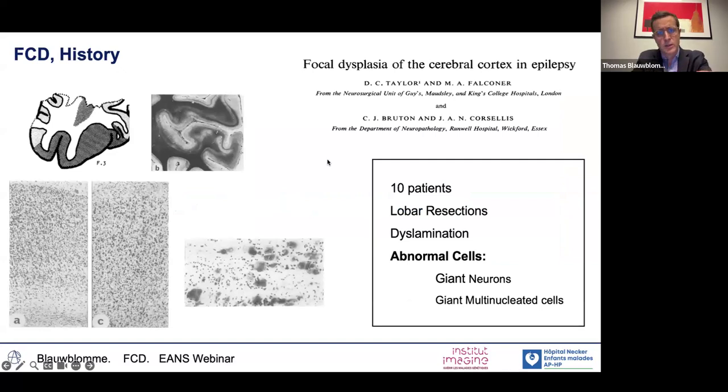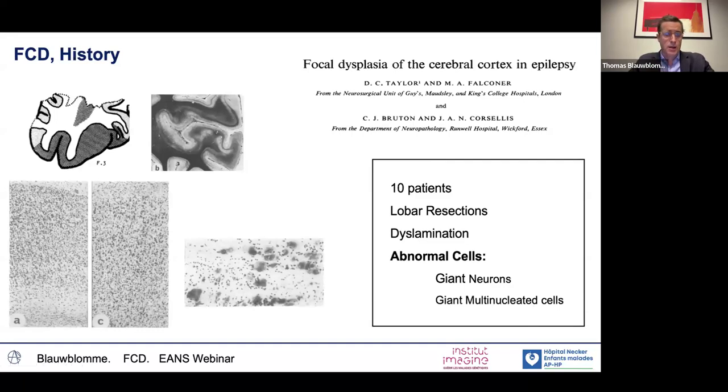If we go back to history, actually, it was described more than 40 years ago by a team in England that showed that in 10 patients who had focal seizure with a young age onset, during surgery, the team did lobar resection and they were able to find always the same feature on the histology, which was a disorganized architecture of the cortex, presence of giant neurons plus multinucleated cells, the so-called Taylor neurons, that we are still using as a critical landmark for the diagnosis.